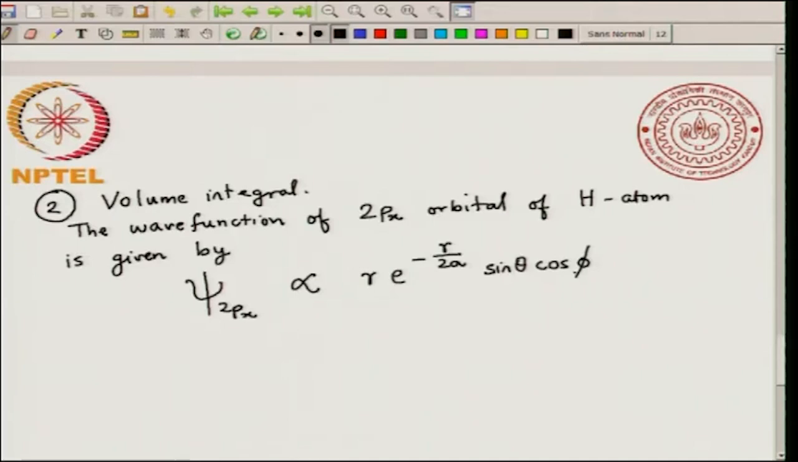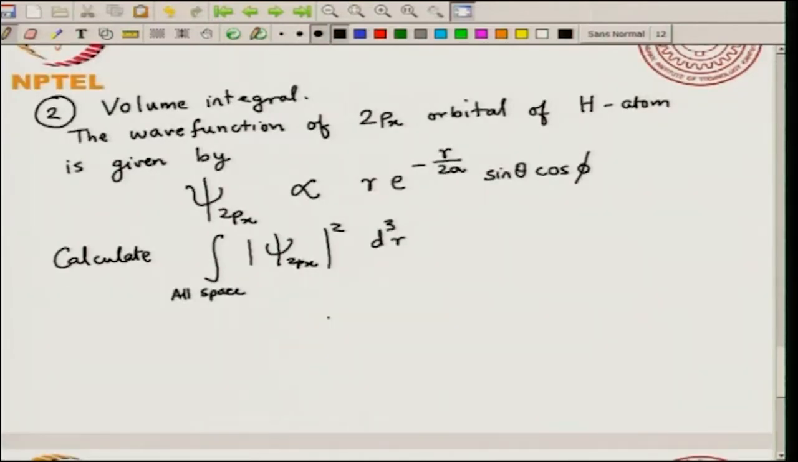Now what you are asked to do is to calculate a volume integral, and that volume integral is psi 2px square d cube r, over all space. So you calculate the volume integral over the entire three dimensional space. I'll just give you a little bit of background about this problem. I've expressed this wave function in terms of r, theta, and phi, so it is already expressed in spherical polar coordinates. So we have used spherical polar coordinates.